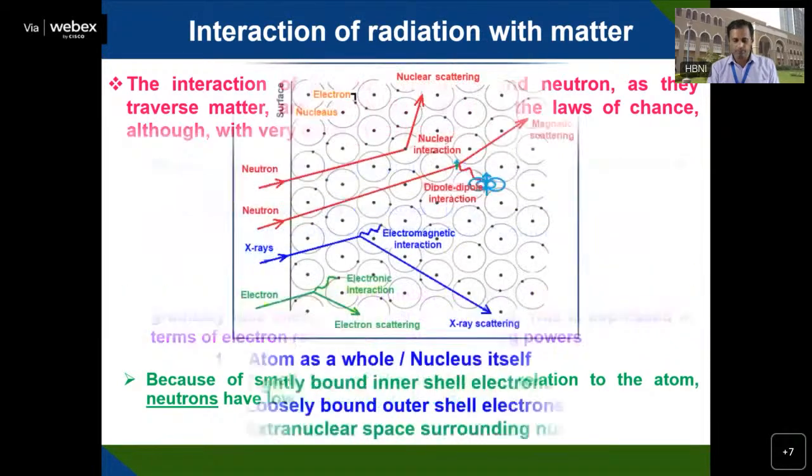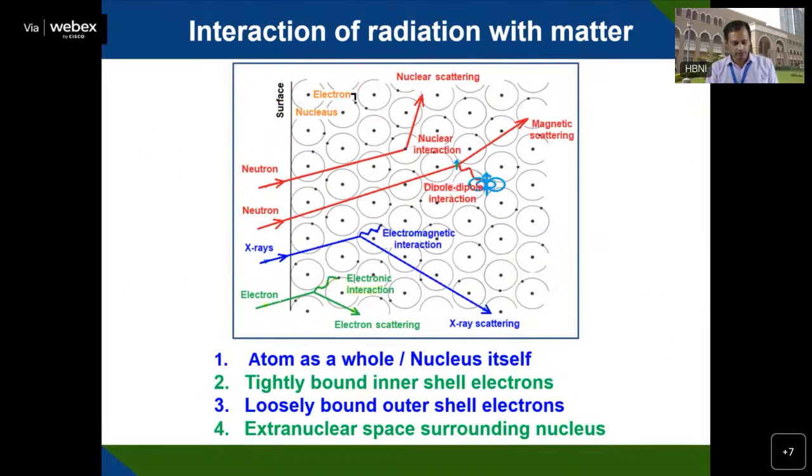So these three phenomena occur, as you can see here: you have a neutron, X-rays and electrons. They can interact with the atom as a whole or the nucleus itself, or they can interact with the tightly bound inner electrons, or the loosely bound outer shell electrons. At the same time, they can interact with the extranuclear space surrounding the nucleus.